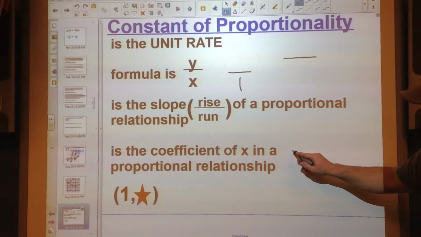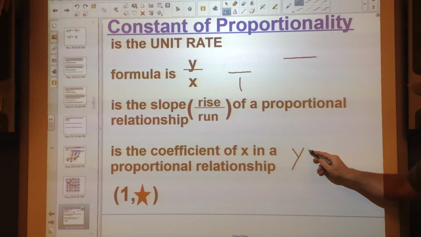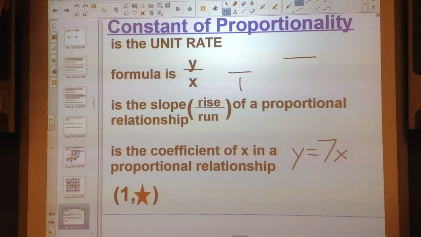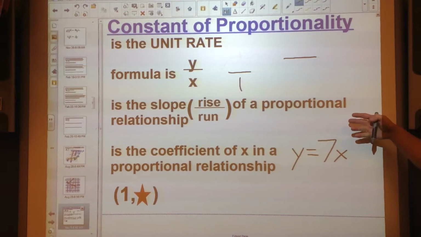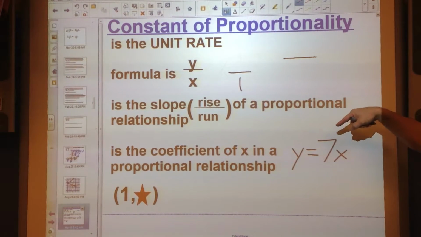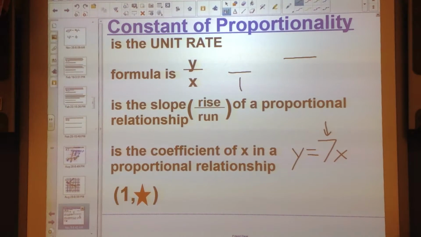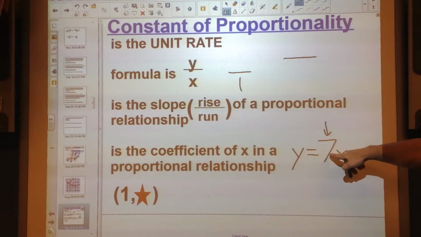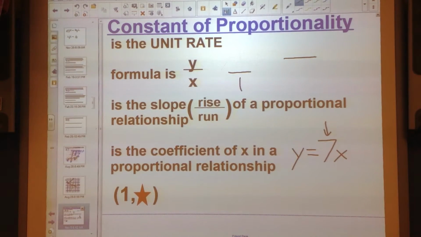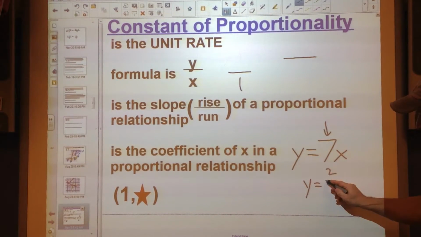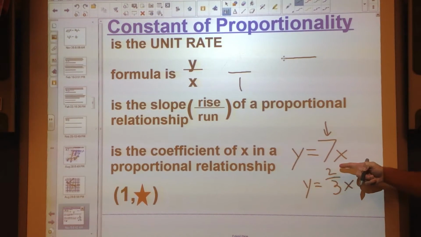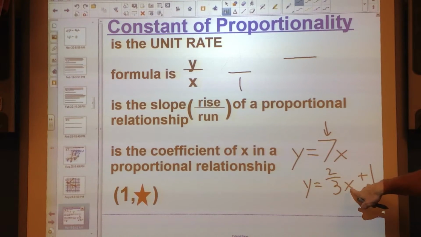We're going to look at what a proportional relationship looks like as an equation. It basically looks like this. Y equals 7x. Because remember how we talked about there's not going to be any addition or subtraction. There's simply multiplication. So guess what that is? That is the coefficient of x in a proportional relationship. That 7 in this case would be the constant of proportionality. It could be a fraction. If I put a plus 1 there, it is no longer proportional because we're not going to have any addition or subtraction on there. It's going to be a straight multiplication relationship.